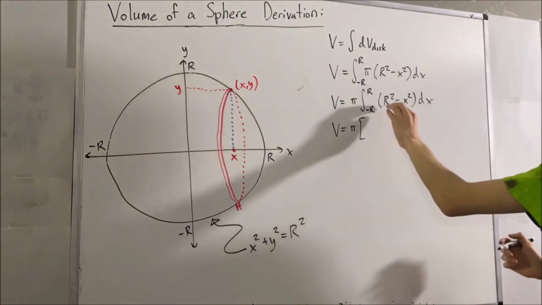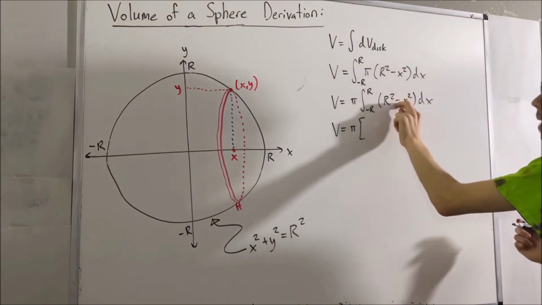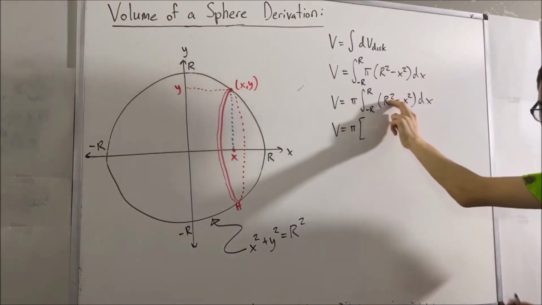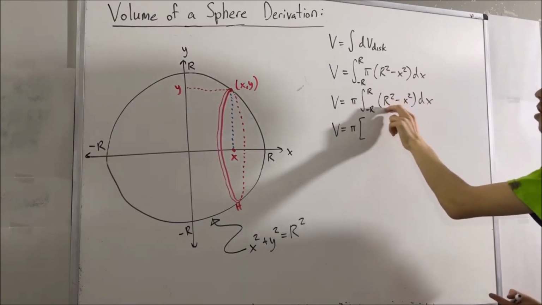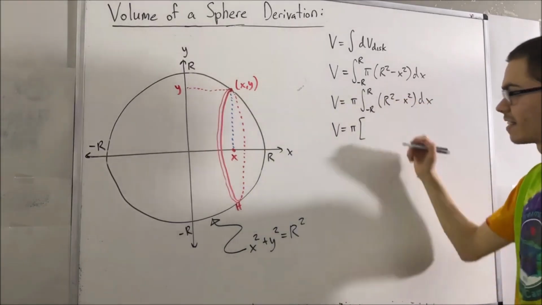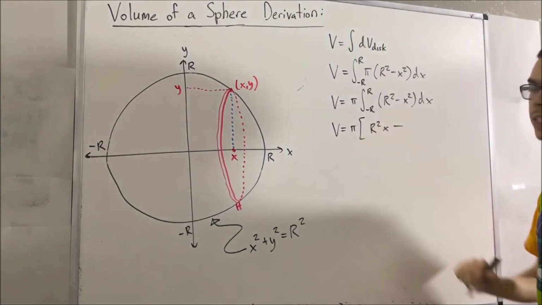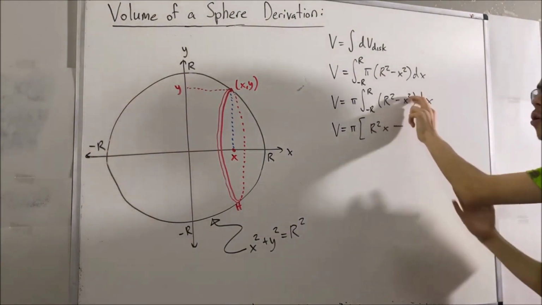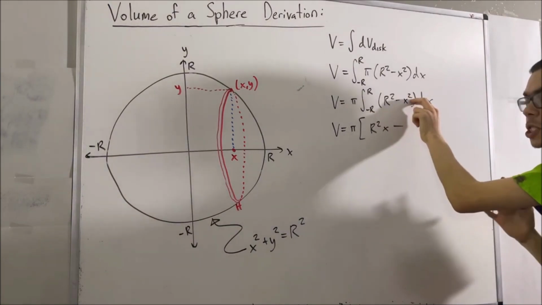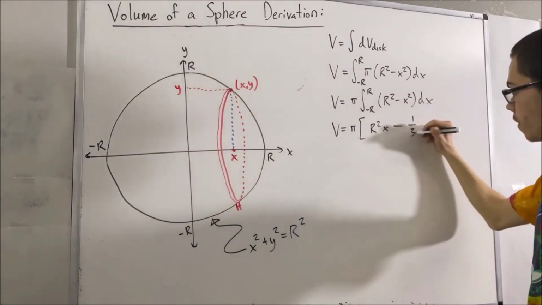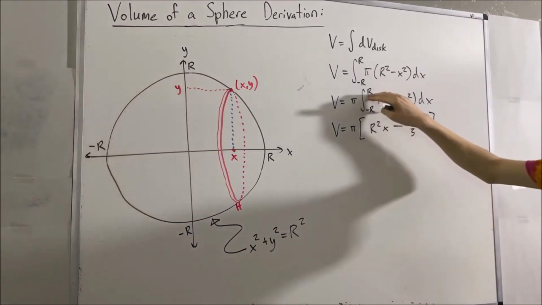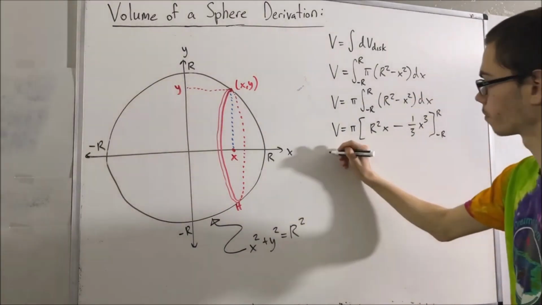So really, we just have the integral of r squared minus the integral of x squared. Now really, r squared is a constant. So the integral of r squared is just r squared x. And we're taking that and subtracting the integral of x squared. If you recall, by the reverse power rule, the integral of x squared is just 1/3 x cubed. And that's it. And our bounds of integration are negative r to r.